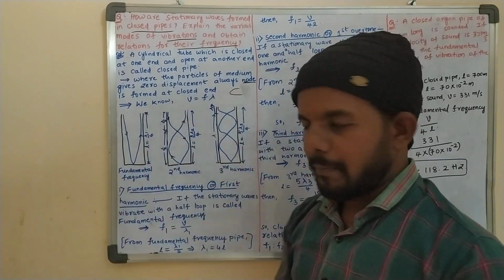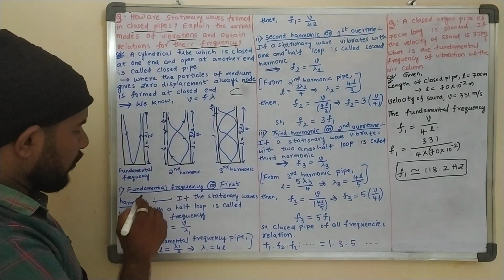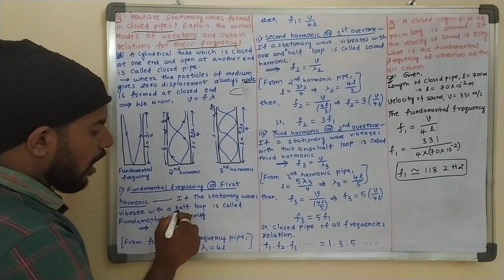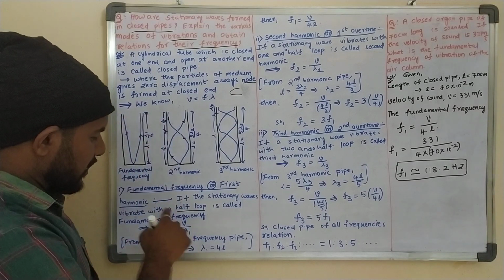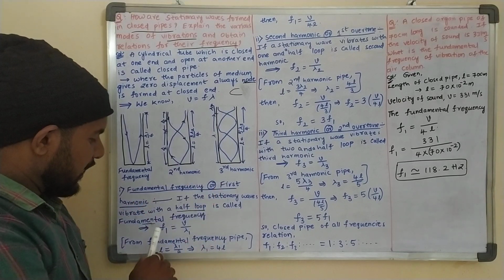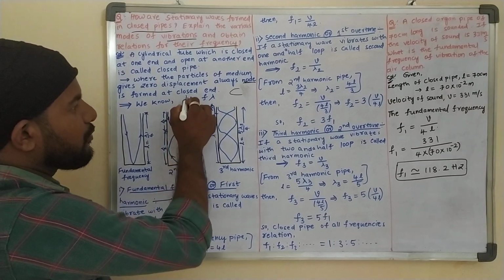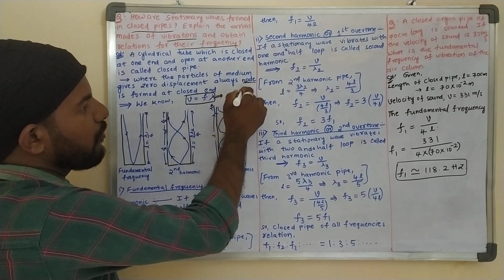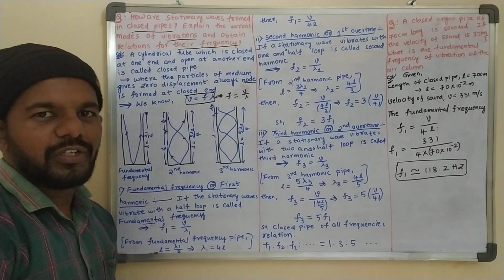So I will discuss one by one. This is the fundamental frequency or first harmonic. The first harmonic is when the stationary wave vibrates with half loop, only half loop. This is known as the fundamental frequency or the first harmonic frequency. So F1 is equal to V by lambda 1, since V is equal to F lambda, from this we can write F is equal to V by lambda. Then what is this lambda? That you need to find.